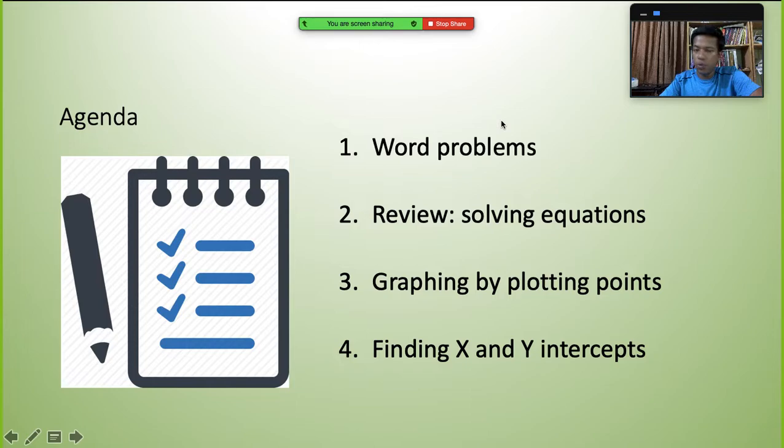We will discuss our word problems from our previous class. Then this is a review on solving equations. Some very basic equations are given, and we'll see how to solve them. Then this is our main topic, graphing by plotting points and finding x and y intercepts.